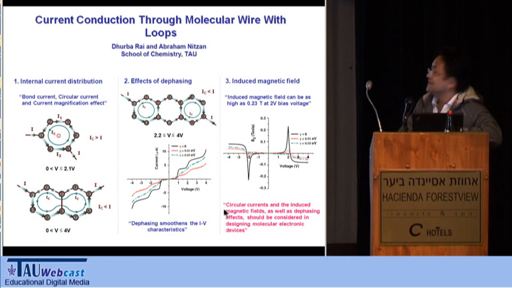And this is the message in text form, in the red text here. I'll just read it literally: circular currents and the induced magnetic fields as well as dephasing effects should be considered in designing molecular electronic devices. So please make sure to visit the poster, P30, for more details about it. Thank you very much.